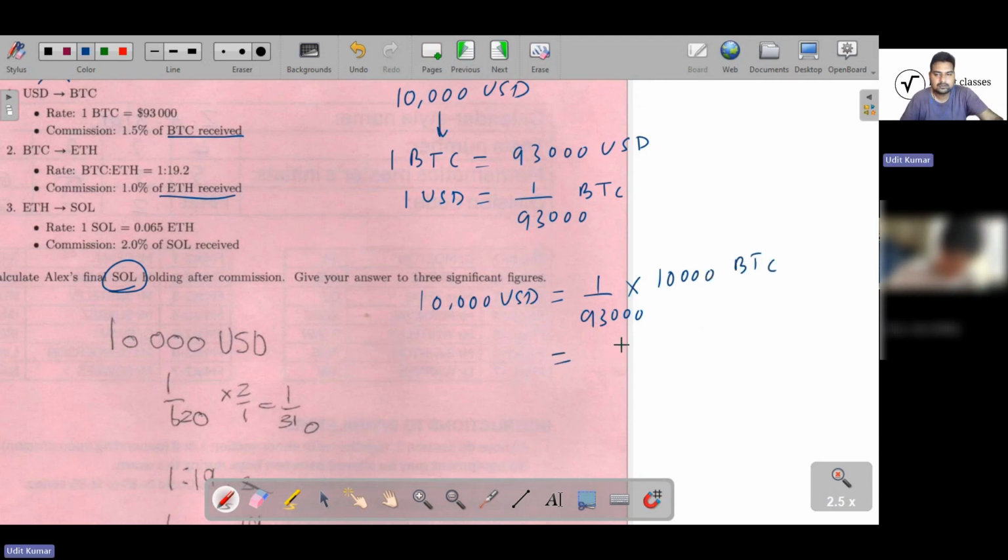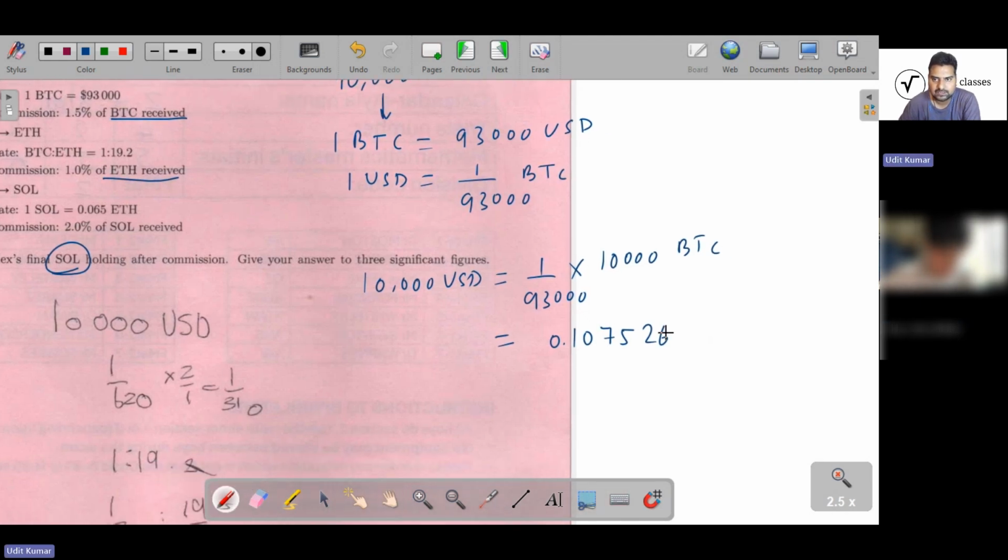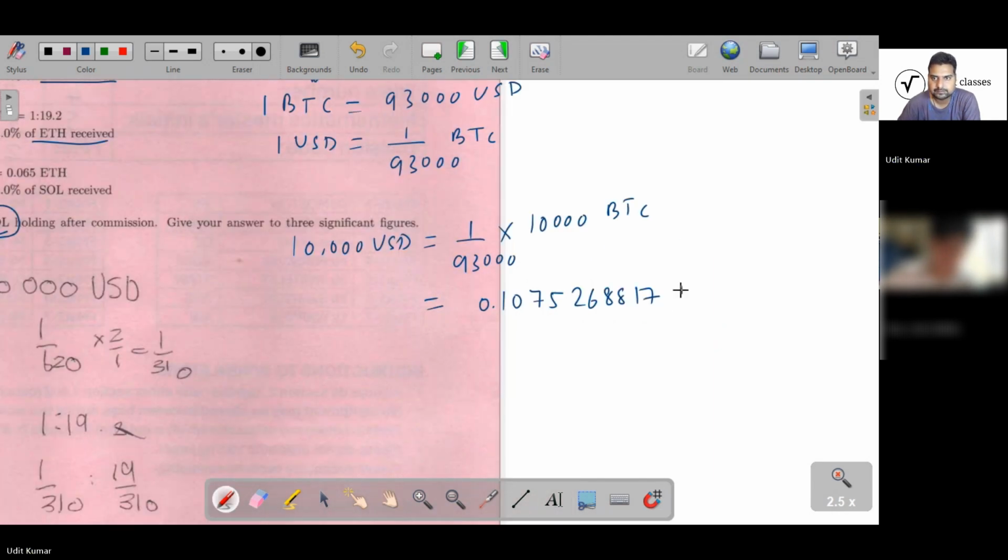Tell me what you will get if you solve it. 10,000 divided by 93,000. 0.107526 BTC, 268817 BTC, right? Mine goes longer than that.